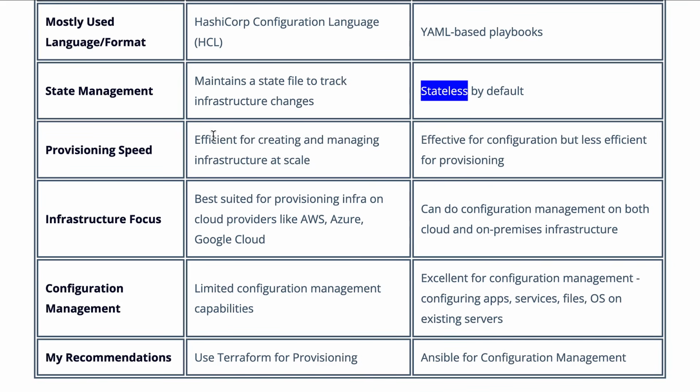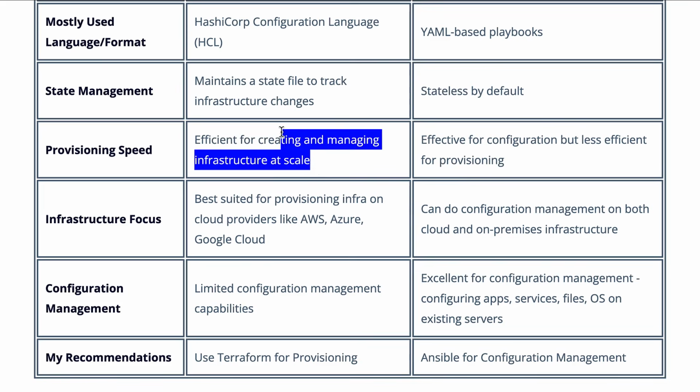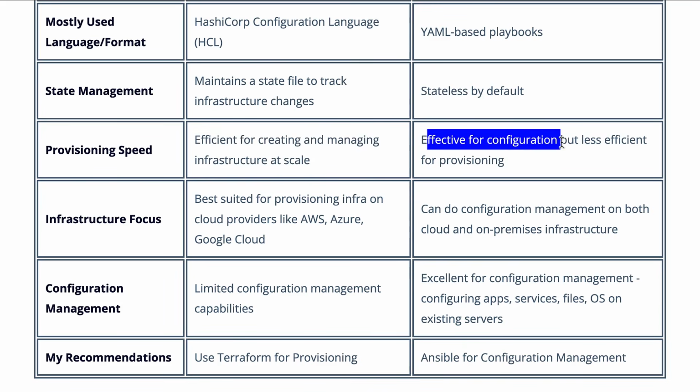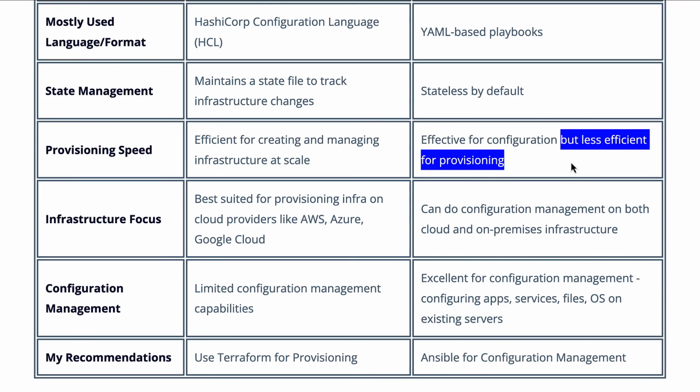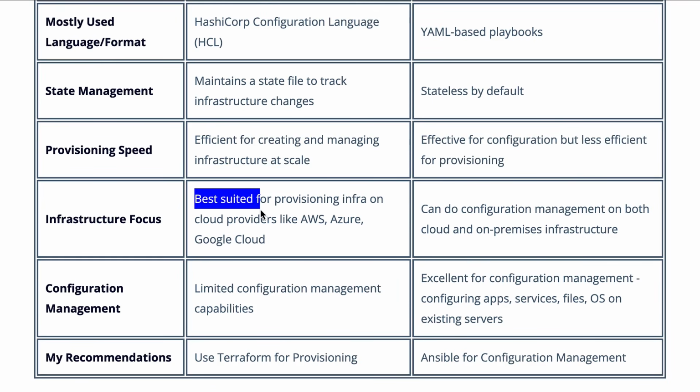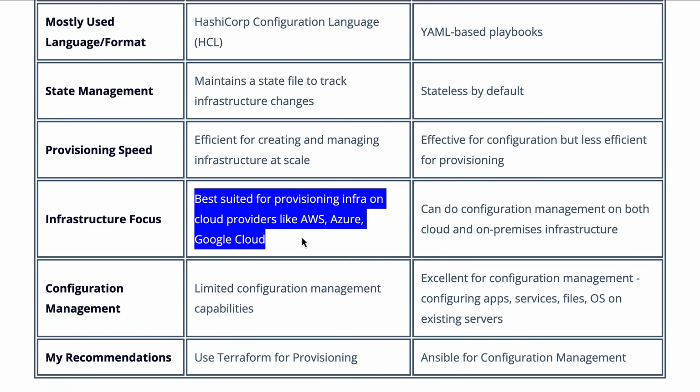Terraform is great at creating and managing infrastructure at scale. Ansible is great for configuration management. However, it's less efficient for provisioning. Terraform focuses on provisioning infrastructure on cloud providers like AWS, Azure, and Google Cloud. On the other hand, Ansible is recommended for configuration management on both cloud and on-premises infrastructure.